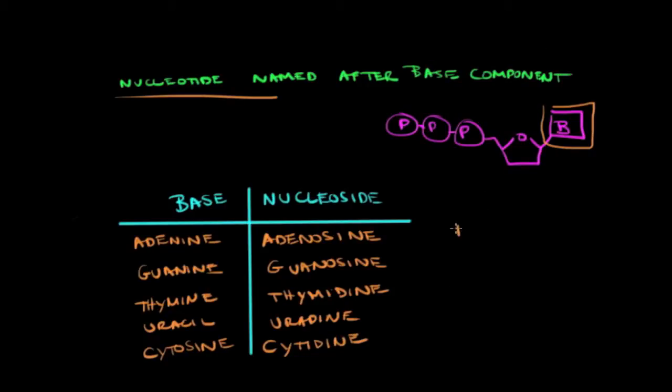I can give you an example that I just mentioned previously, just as a reminder: ATP, adenosine triphosphate, because in the molecule the base is an adenine. That's why you name the nucleotide adenosine.